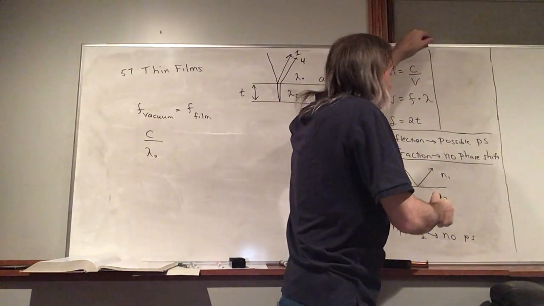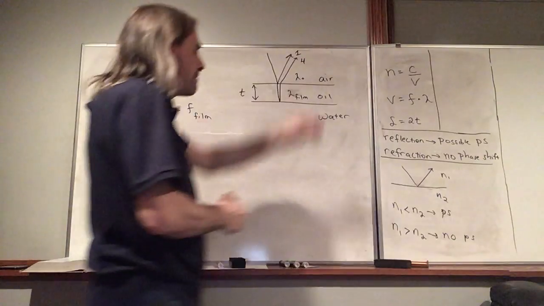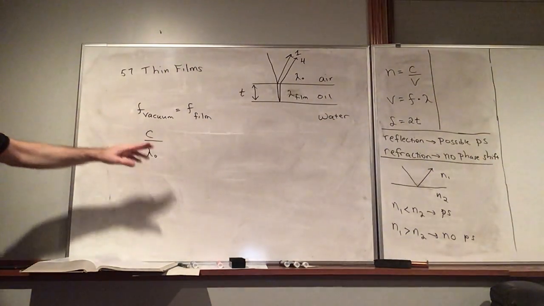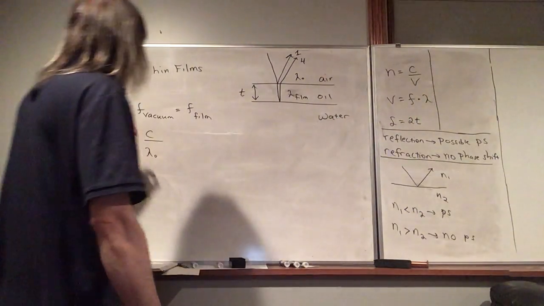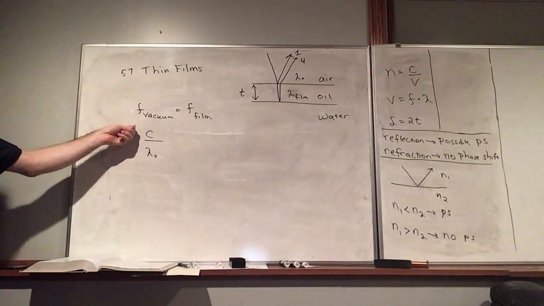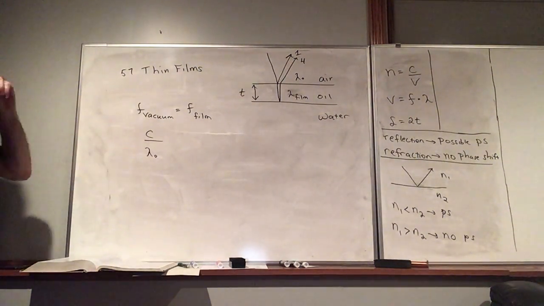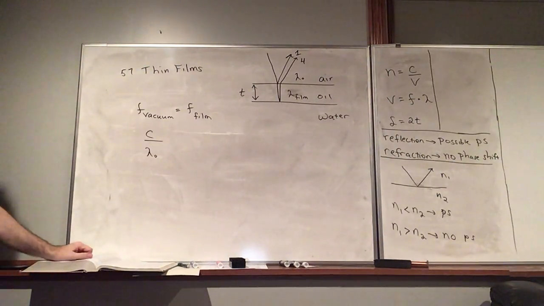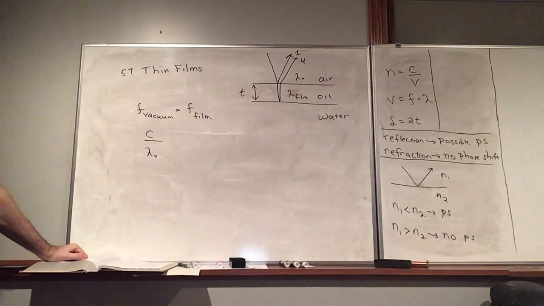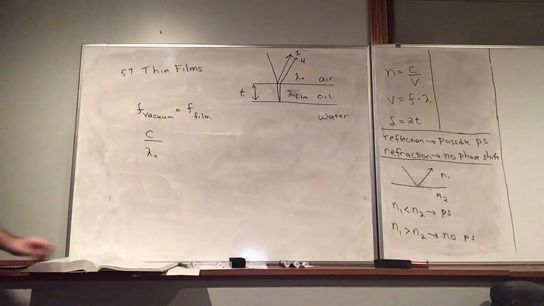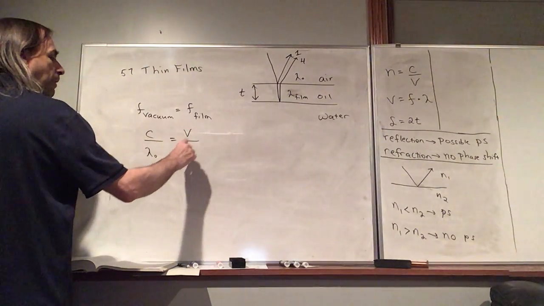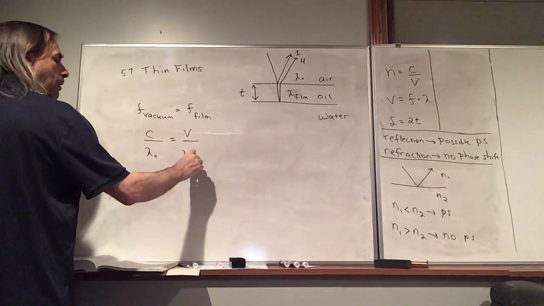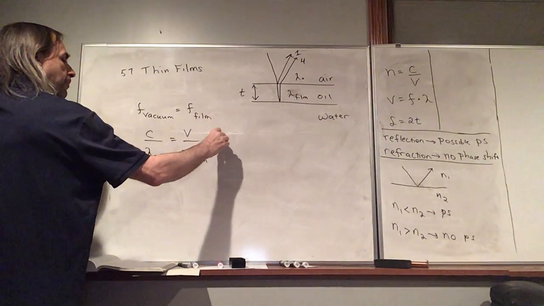Had to happen at least one more time, so there we go. Okay, so yeah, frequency is speed over wavelength. The speed in a vacuum is just the speed of light. Lambda naught is the wavelength in air or vacuum. Now for the film, we have whatever its speed is, v, divided by the wavelength in the film.